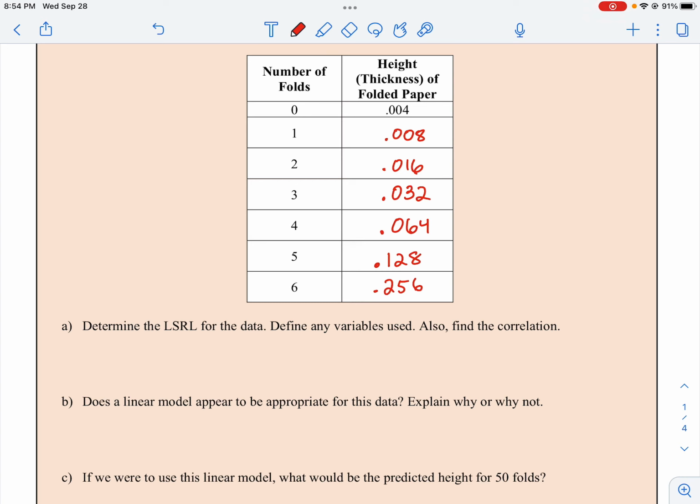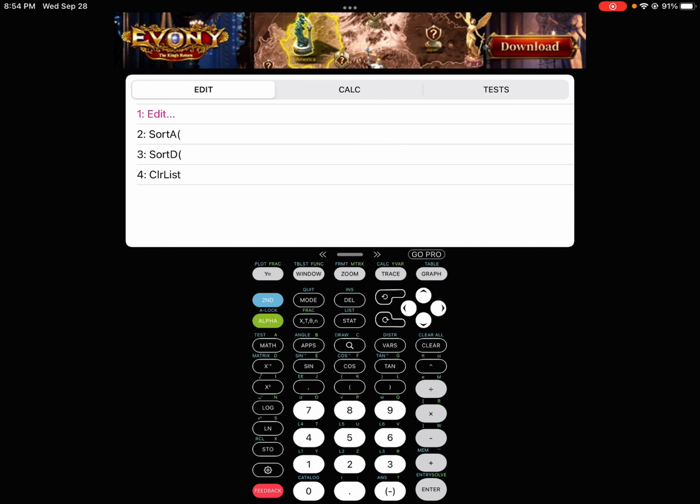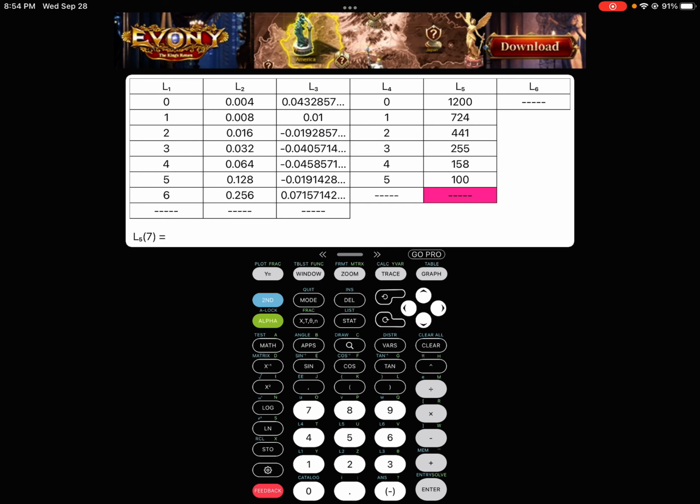In other words, if I were to make a scatter plot of these points, what would be the line or the equation of the line that best fits that data? Define any variables used, also find the correlation. Okay, so remember, in order to do this, we would put that data into list 1, and you don't have to do this if you don't want to. Just kind of follow along and get that information from me.